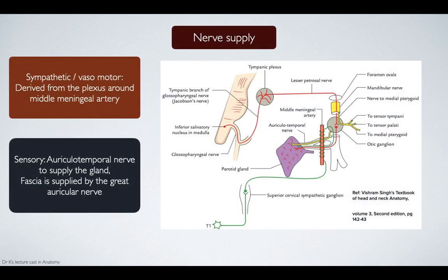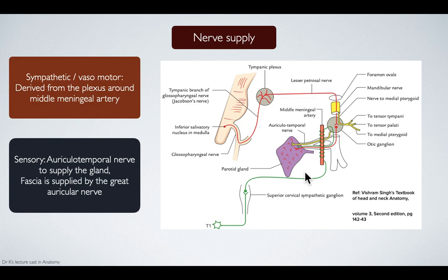So coming here, can you see the sympathetic pathway? Sympathetic is always vasomotor. Vaso means blood vessels. Motor means contract the blood vessels. How are the blood vessels contracted? Any idea? When you read the histology of the blood vessels, they are lined by smooth muscle fibers. The smooth muscle fibers contract to pump the blood. For the muscles to contract, you need nerve supply. That is taken care of by the sympathetic nerve fibers surrounding the middle meningeal artery.